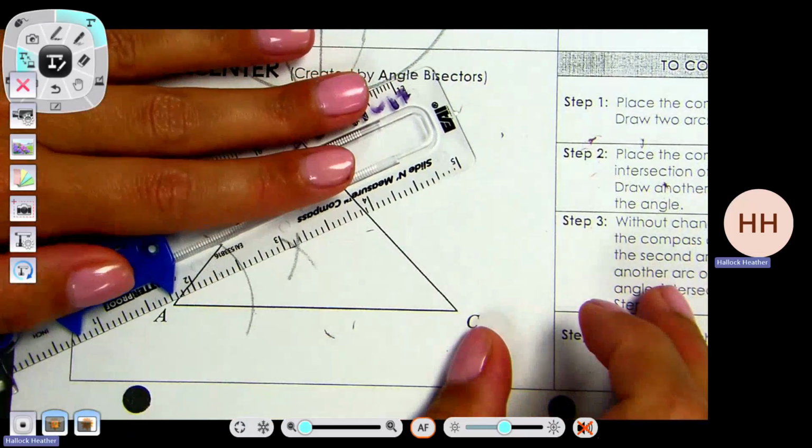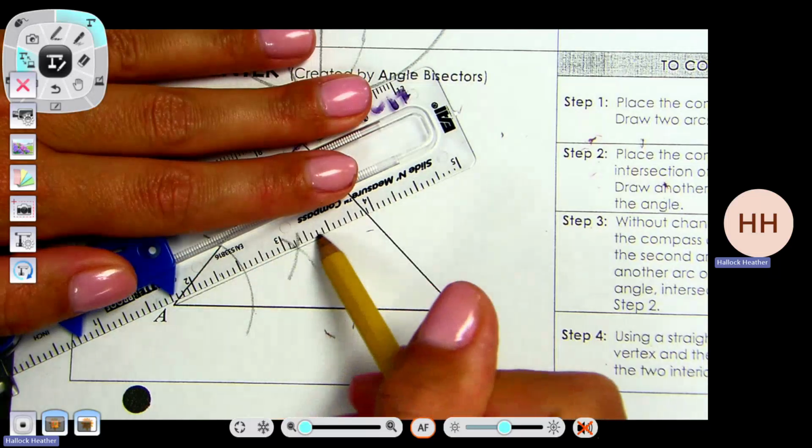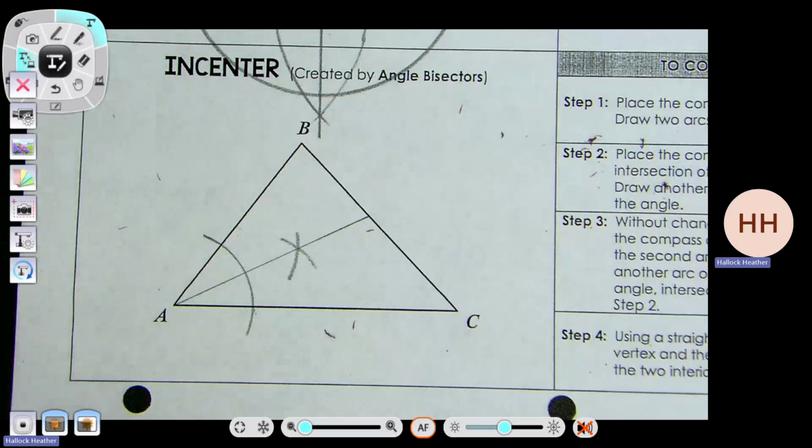So we're going to connect that dot to A. You want to go all the way across your triangle. Don't stop at the intersection. Just go all the way across to the other side of the triangle. Now you have to do this at least 2 times, because you need 2 angle bisectors to see where the angle bisectors touch paths.